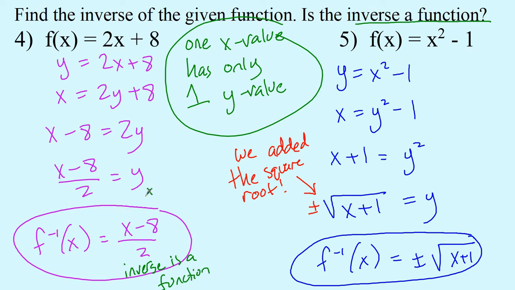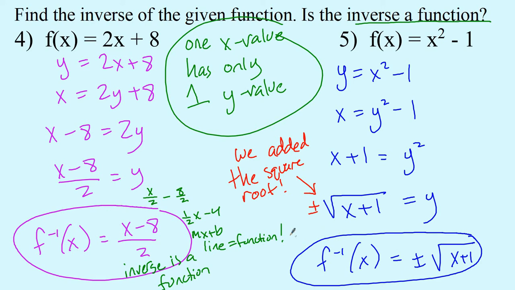Think about this. This is also x over 2 minus 8 over 2, which is 1/2 x minus 4, which is mx plus b, which is a line, which is a function, right? If you graph any line, as long as it's not a vertical line, that's a function. So this is actually a line because it's in slope-intercept form when I convert it.